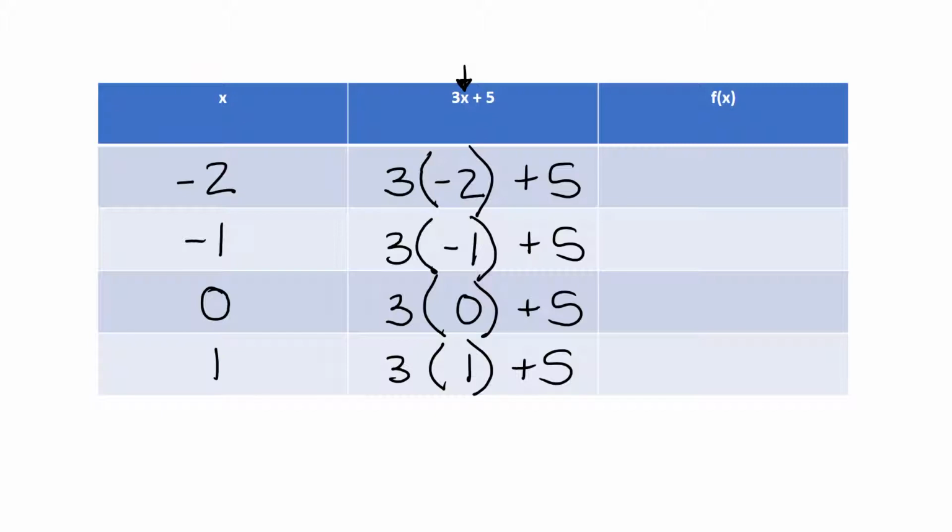You can type the entire thing in on the calculator, 3 parentheses, -2 parentheses +5, and you would get -1. 3 parentheses, -1 parentheses +5, and you would get a +2. 3 parentheses, 0 parentheses +5 would give you 5. And then 3 parentheses, 1 parentheses +5 is going to give you 8. Type the entire problem in on the calculator. Your answer goes in the last column.